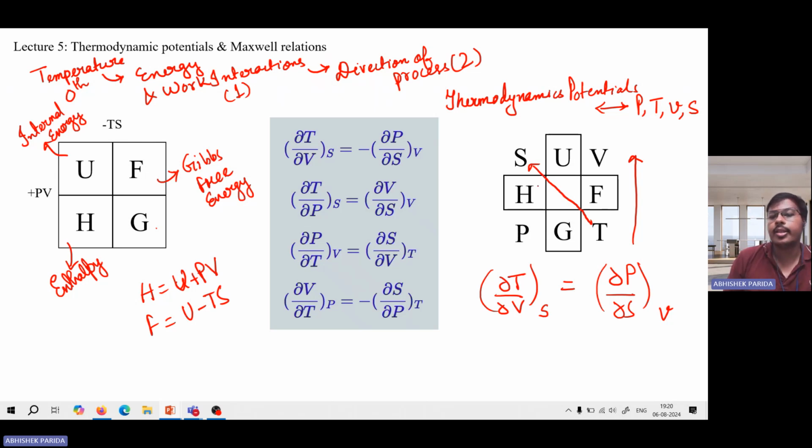The only thing that we have to remember is that whenever we are interrelating between two vertical properties, then we have to add a negative sign.